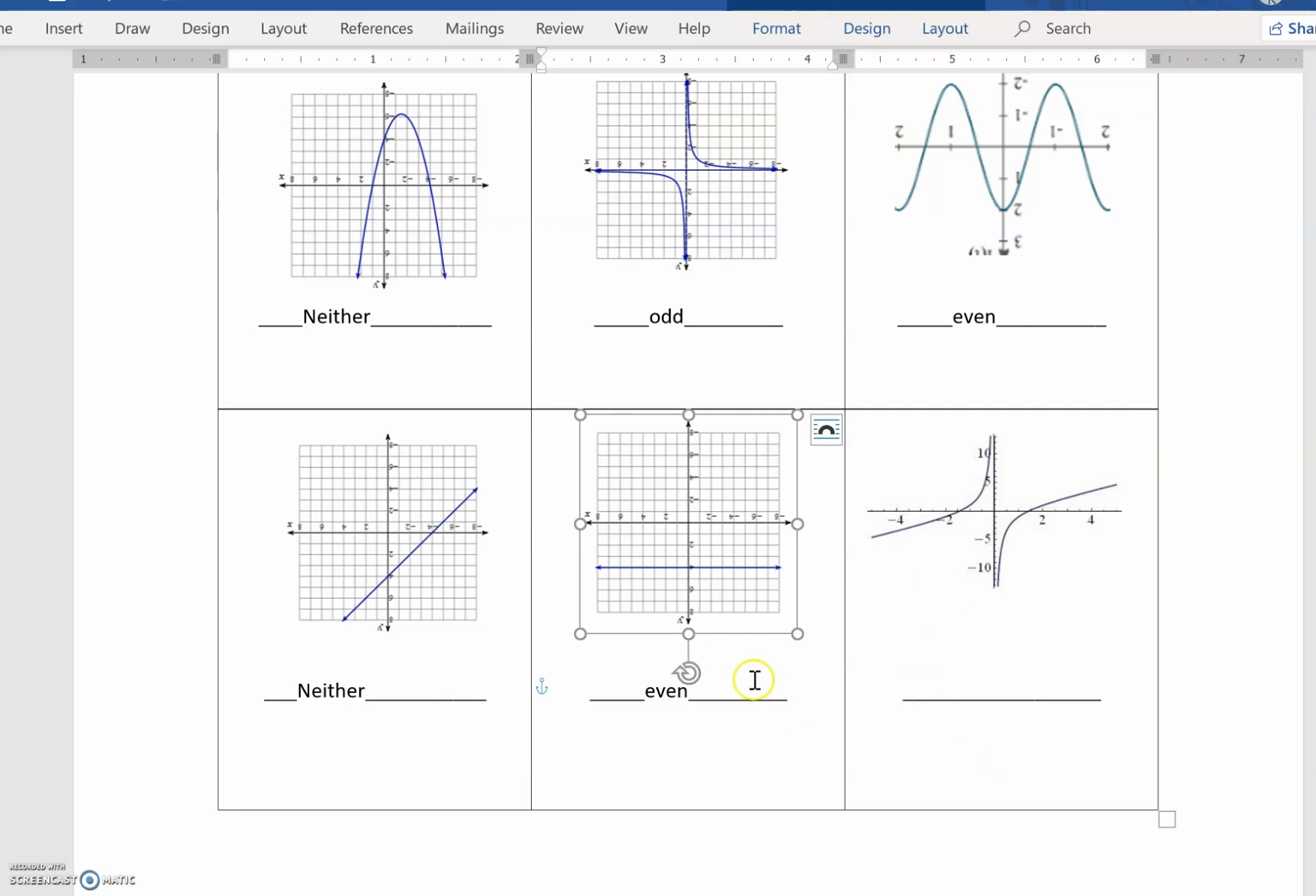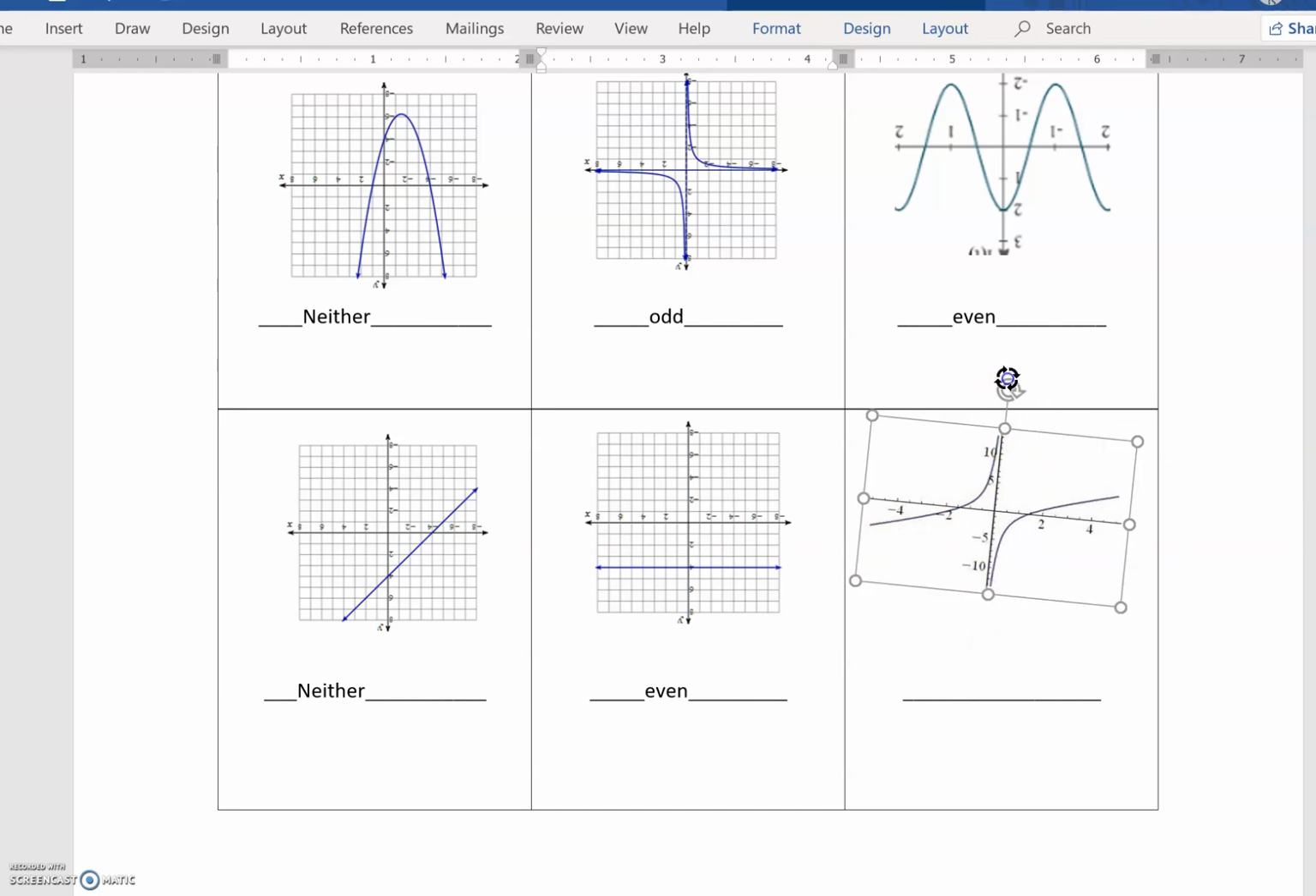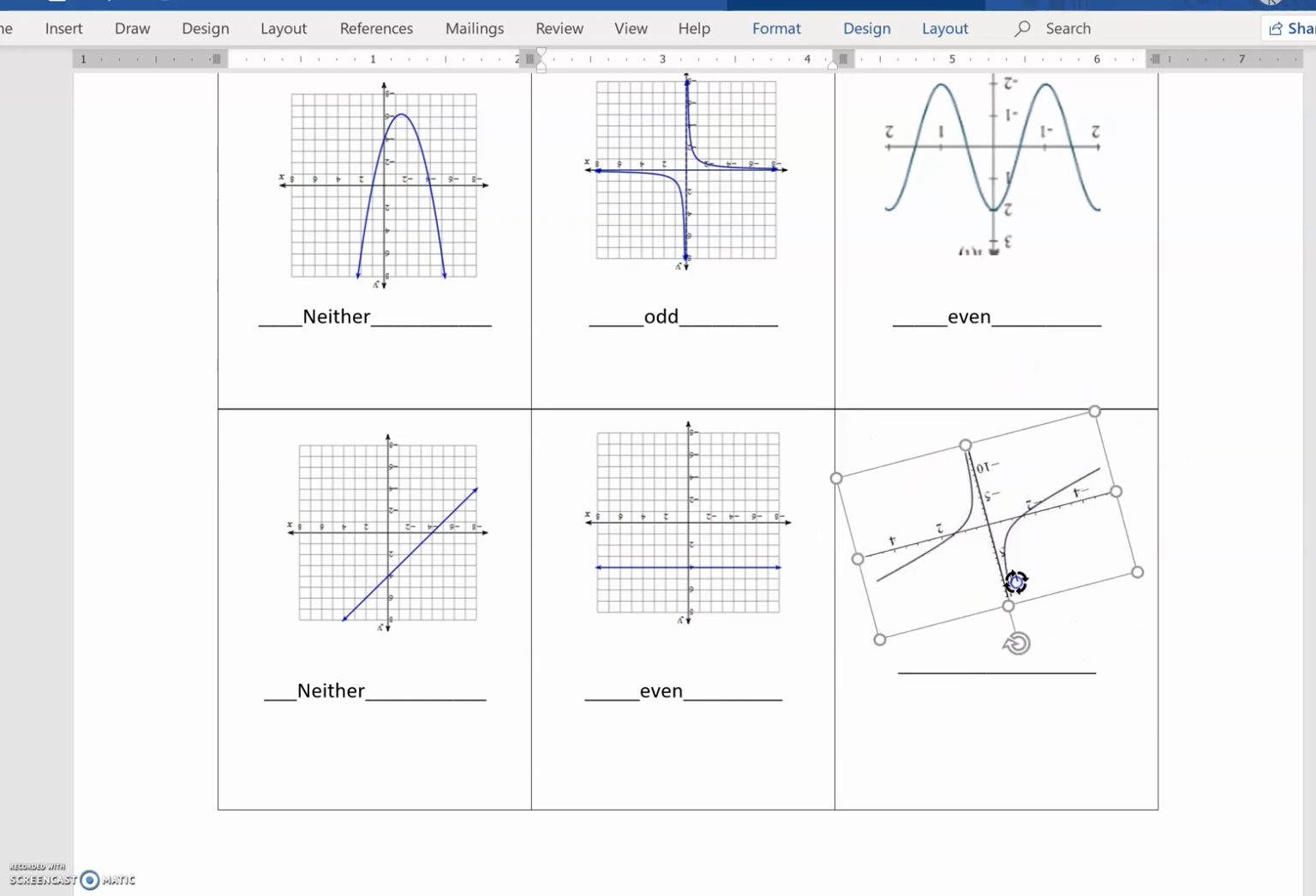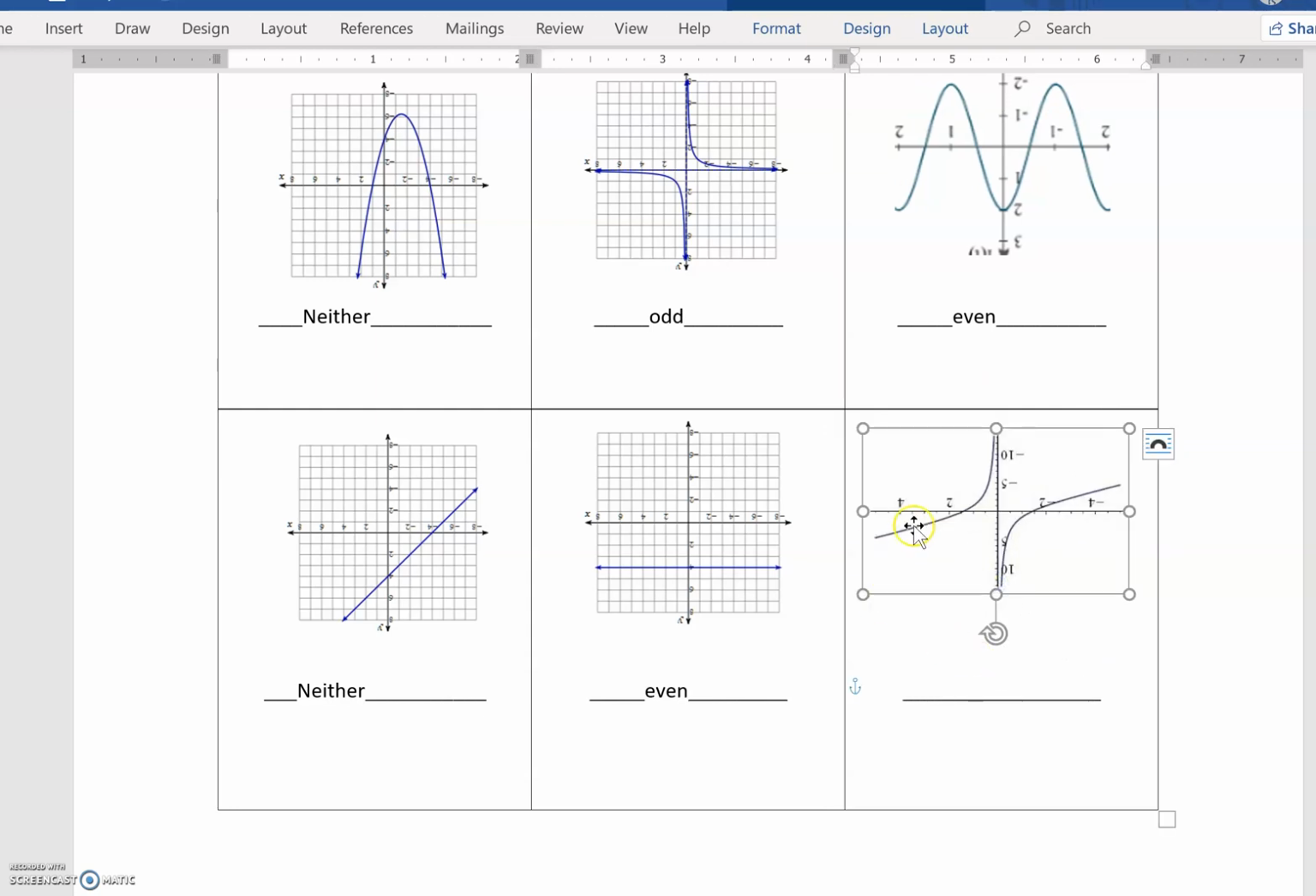All right, our last graph. If I were to fold it along the y-axis, this line would map over here and crisscross, so it's not even. Let's see if it's odd. So remember, on the left side, we're swooping down over here, and on the right side, we're swooping up. So let's see if it happens. Oh, look, we're swooping down over here and up over here, so it is an odd function.